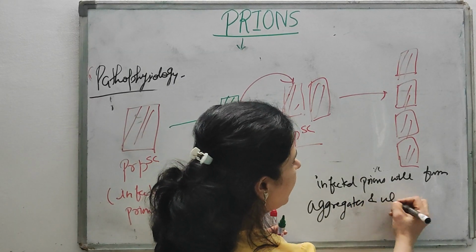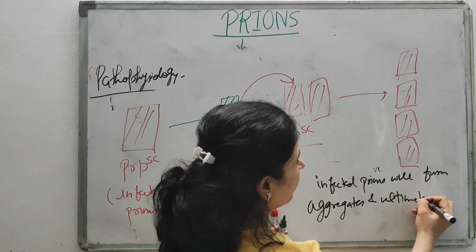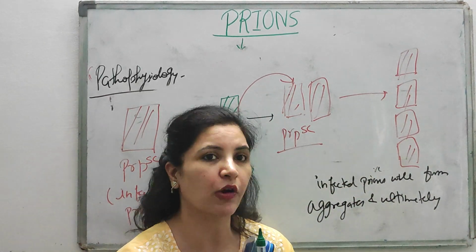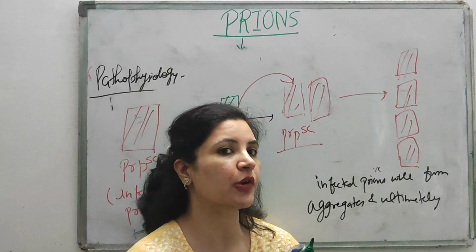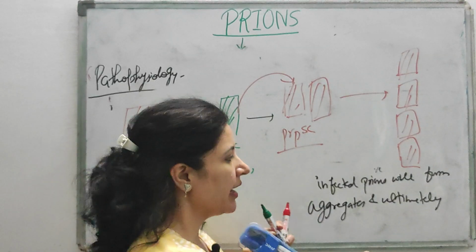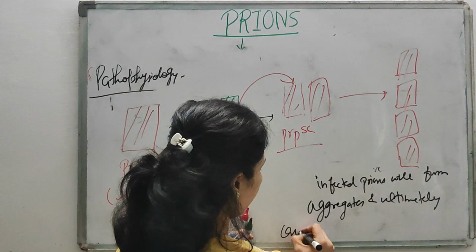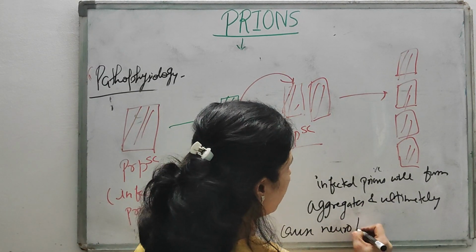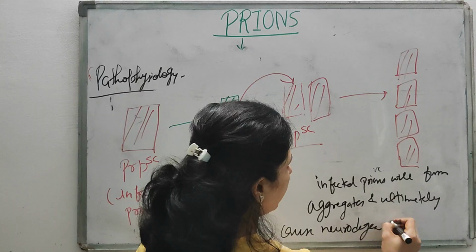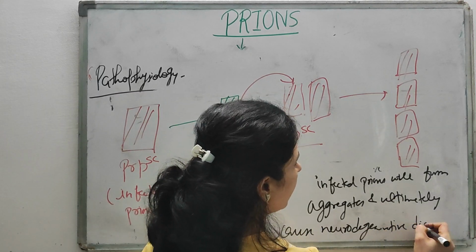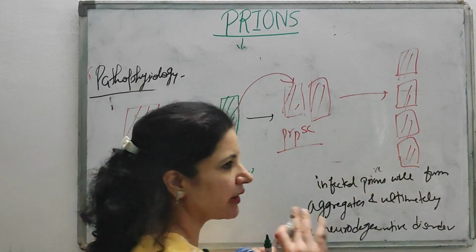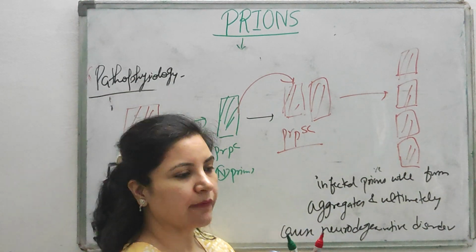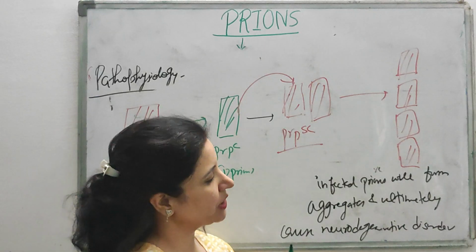And ultimately what will happen? If there is an aggregation or clumping in the neurons, then the normal functioning of your neurons will be hampered, and it ultimately causes what? Neurodegenerative disorder. Because the synaptic function, the normal functioning of neurons, will ultimately be hampered, and it will ultimately cause your neurodegenerative disorder.